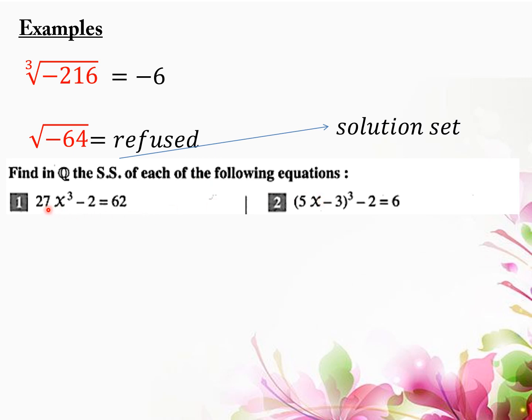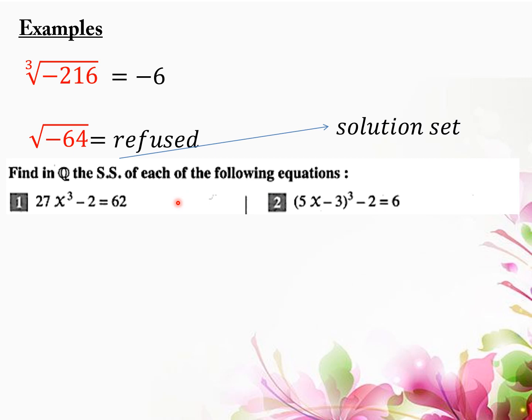The first example: 27x power 3 minus 2 equals 62. The second example: (5x minus 3) all power 3 minus 2 equals 6.